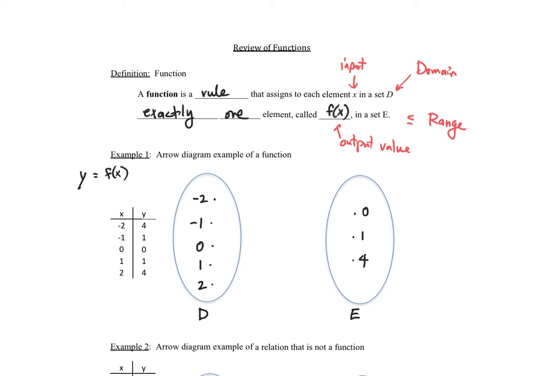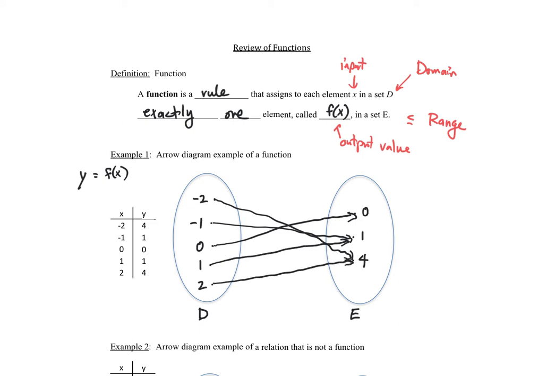So -2 maps to 4, so the rule says put an arrow going from -2 to 4. -1 maps to 1, so we're going to put an arrow going from -1 to 1. 0 maps to 0, so we're going to put an arrow going from 0 to 0. 1 is also going to map to 1, so we're going to put an arrow going from 1 to 1 like this. And 2 is going to map to 4, so we're going to put an arrow going from 2 to 4.